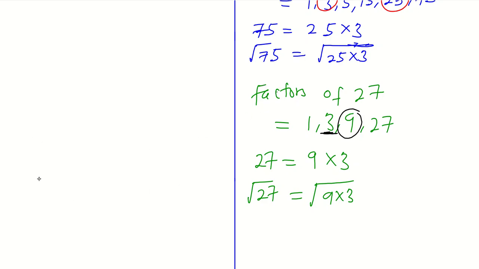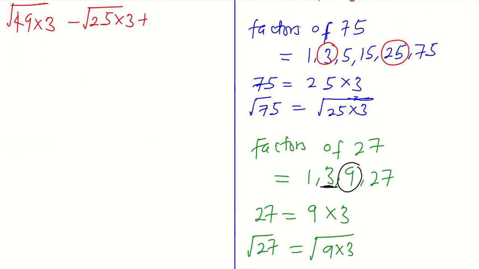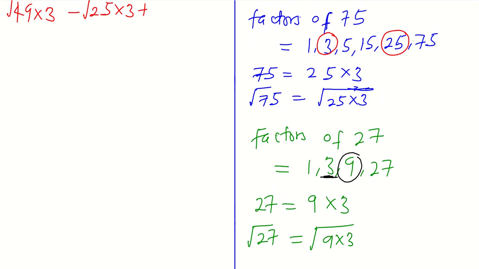So we are going to do substitution into our question. And remember that for square root of 147, we said we have square root of 49 times 3, which means we are now going to have our final solution as: square root of 147 is now known to be square root of 49 times 3, minus, now square root of 75, it was found to be square root of 25 times 3, plus, now square root of 27, we also find out that is now square root of 9 times 3.